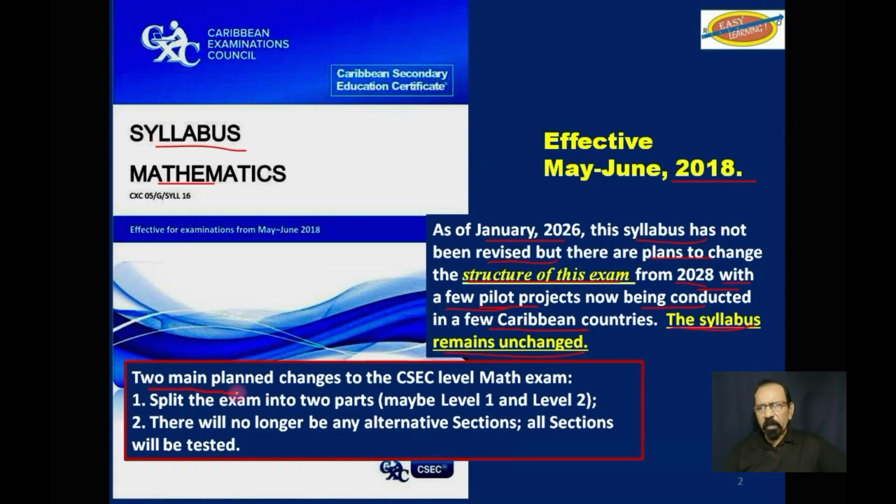The two main planned changes to the CSEC level math exam are: one, split the exam into two parts, and two, there will no longer be any alternative sections. All sections will be tested using compulsory questions.